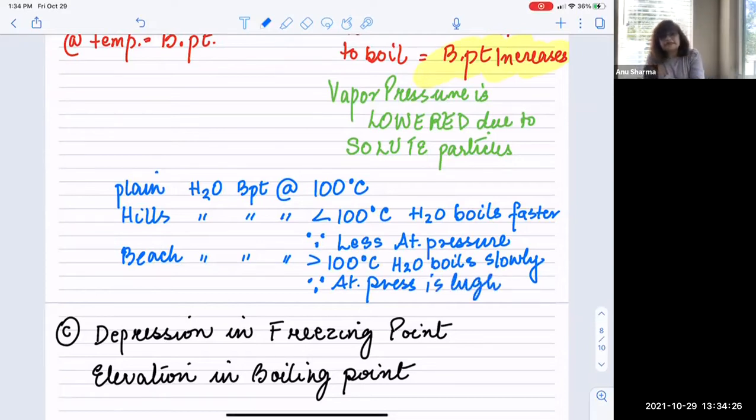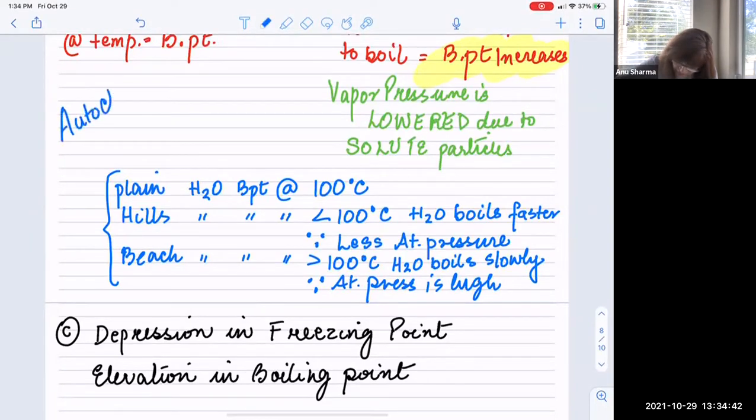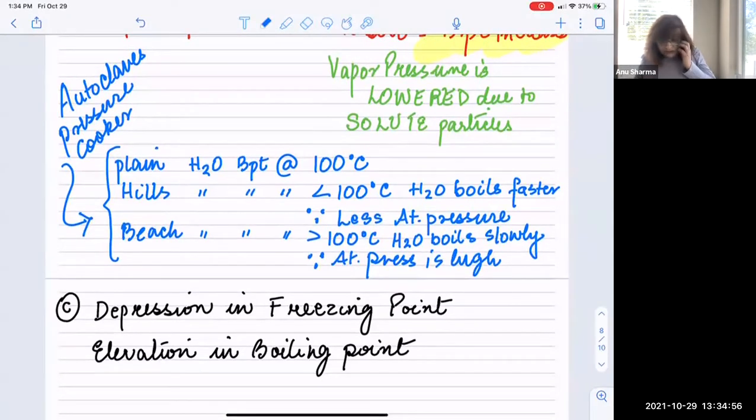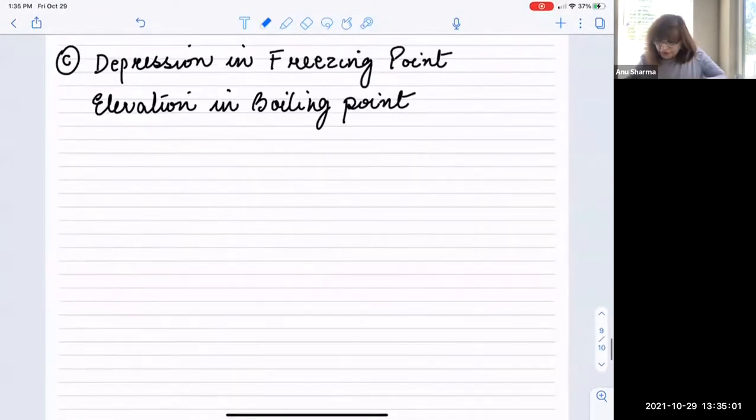Based on this, we have designed pressure cookers and autoclaves. All these are designed based on that premise. Let me write this down: autoclaves and pressure cookers. So the more the outside pressure is, the longer it is going to take for a liquid or a solution to boil. Next, let's look at the depression in the freezing point.